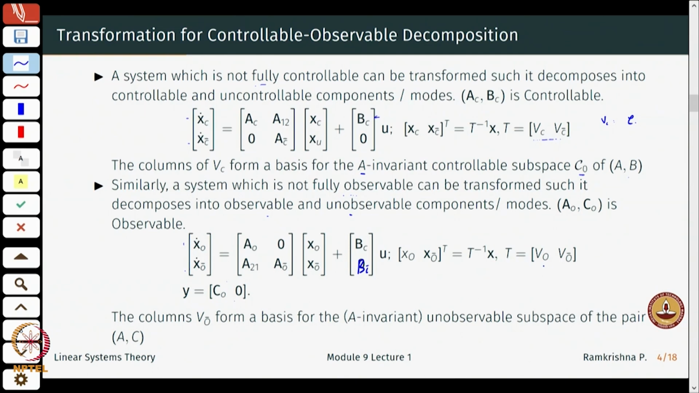Again, the transformation will be V naught and V naught bar, where the columns of V naught bar form a basis for the A invariant unobservable subspace, and this V naught comes from again the observability matrix. Okay. So now we will see how to combine these two and get a decomposition for a system which can be both uncontrollable in some modes and unobservable in some modes.